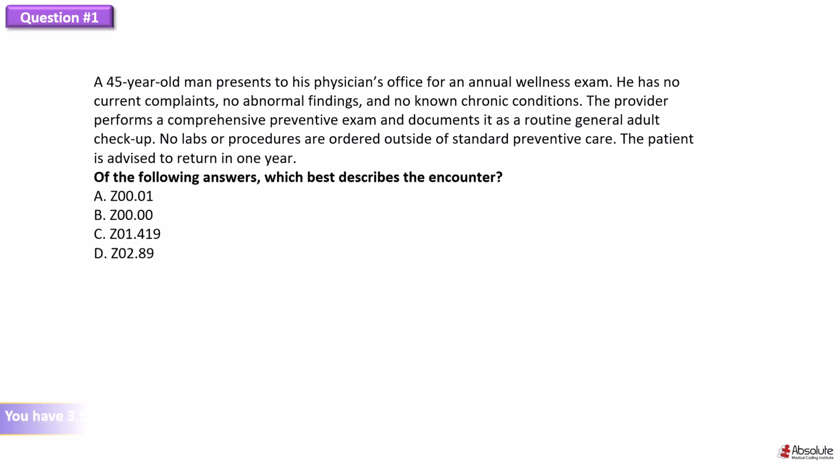A 45-year-old man presents to his physician's office for an annual wellness exam. He has no current complaints, no abnormal finding, and no known chronic conditions. The provider performs a comprehensive preventive exam and documents it as a routine general adult checkup. No labs or procedures are ordered outside of standard preventive care. The patient is advised to return in 1 year. Of the following answers, which best describes the encounter? Your clock has already started ticking, and we'll see after the time. All the best.